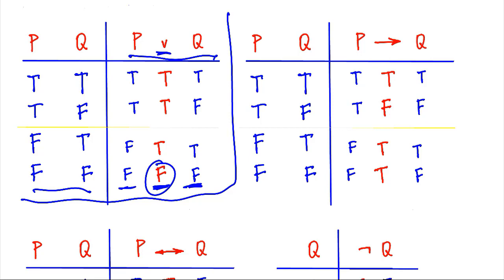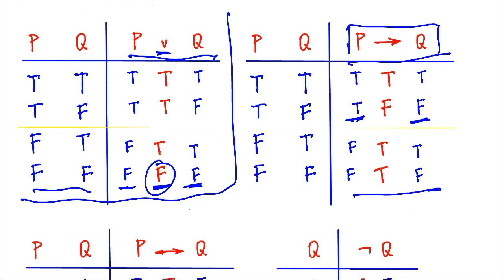All right, for the conditional over here, P arrow Q, I'm not going to go through everything. There's a pretty good explanation of it in the textbook, but P arrow Q is always true except for when P is true and Q is false.